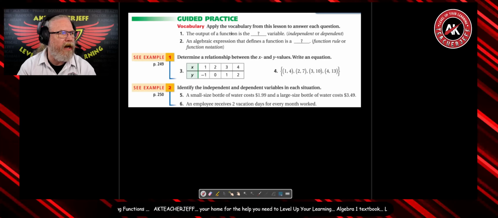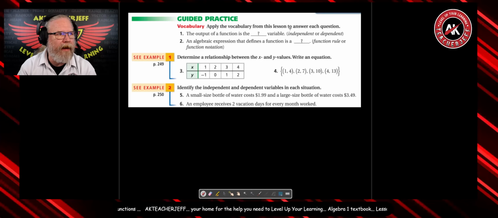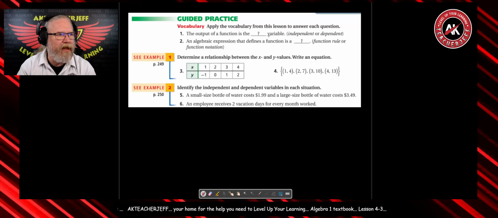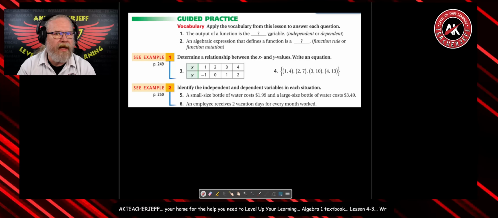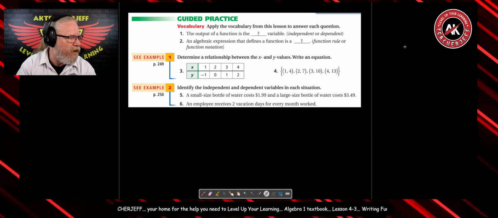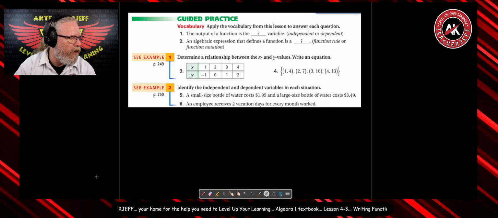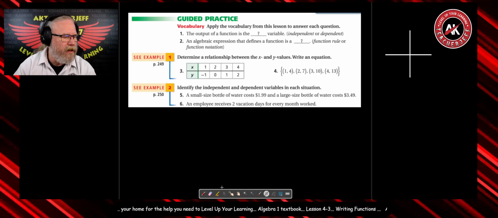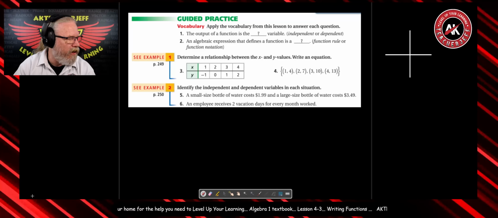That should bring us to our guided practice. Apply the vocabulary from this lesson to answer each question. The output of a function is the blank variable. Well, the output is our y values, right? So let's go ahead and picture that. I think I'm on white or red. There we go, white. Picture that good old graph there.